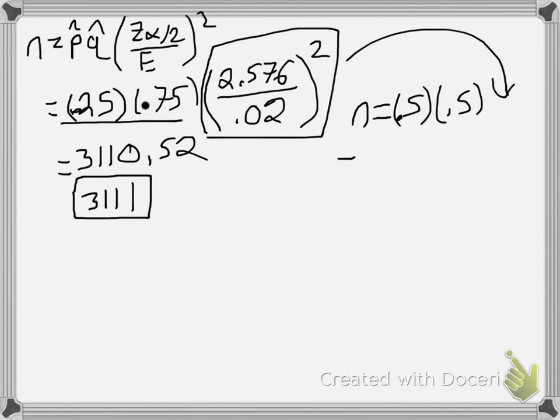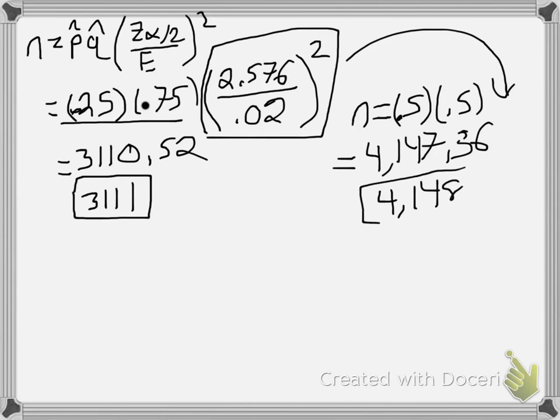So when we do our math, we get 4,147.36. And again, please do not round down. So you need to do at least 4,148 people. That's how many people you need to survey.